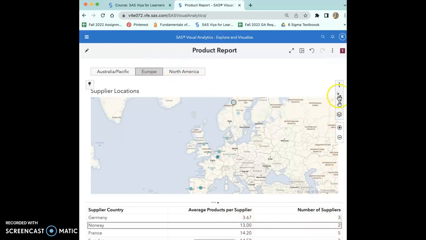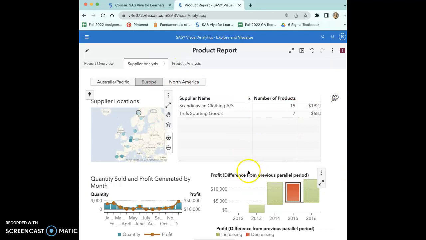So then if we want to minimize this to get back to the screen, these are the 2 suppliers in Norway, and then this is their quantity sold and profit generated by month for Norway, and this is the profit or difference from previous parallel periods, excuse me, for Norway as well.